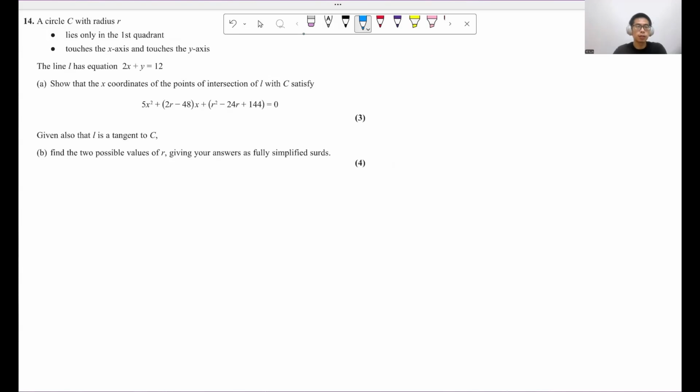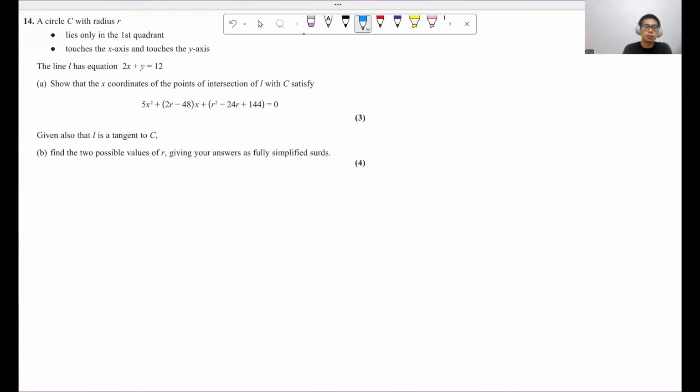Question 14. A circle C with radius r lies only in the first quadrant, so it touches the x-axis and touches the y-axis. And then the line L has equation 2x plus y equals 12. Part A: show that the x-coordinates of the points of intersection of L with C satisfy this equation.